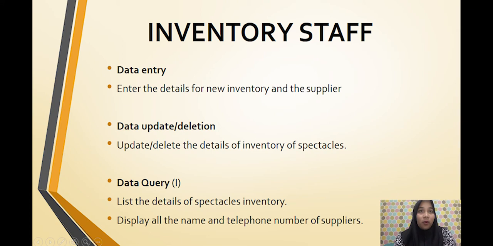Okay, lastly, for inventory staff, for data entry, enter the details for new inventory and the supplier. For data update or deletion, update or delete the details of inventory of spectacles. And last, for data query, list the details of spectacles inventory. Second, display all the names and the telephone number of supplier.